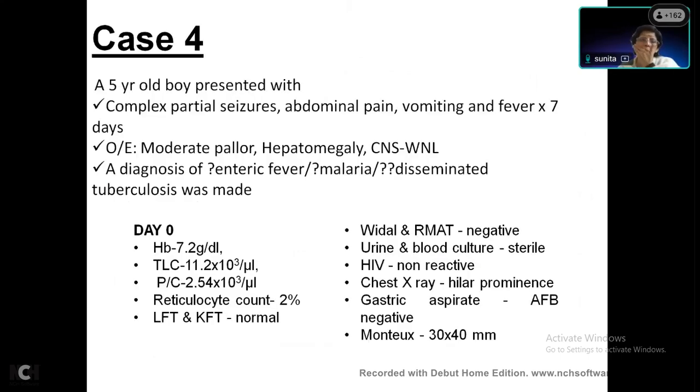Now we come to the fourth case, that is the 5-year-old boy who presented with seizures, abdominal pain, vomiting and fever. There is hepatosplenomegaly, but CNS is normal. There is no suggestion of meningitis. The provisional diagnosis of query enteric fever, query malaria, query disseminated TB was made. The patient was anemic. The retic count is within normal range, but maybe less for correction. But the rest of the workup for fever and all is almost negative.